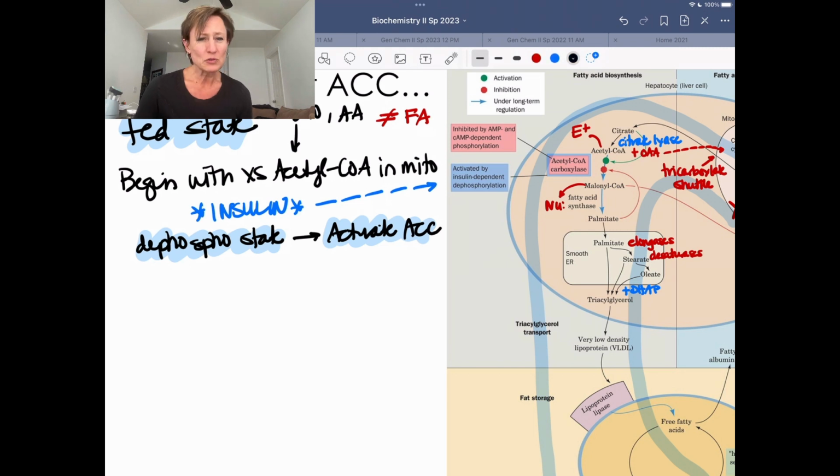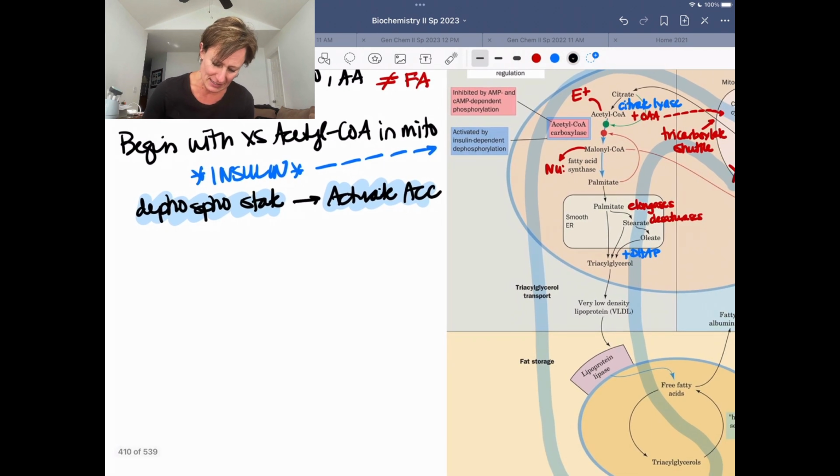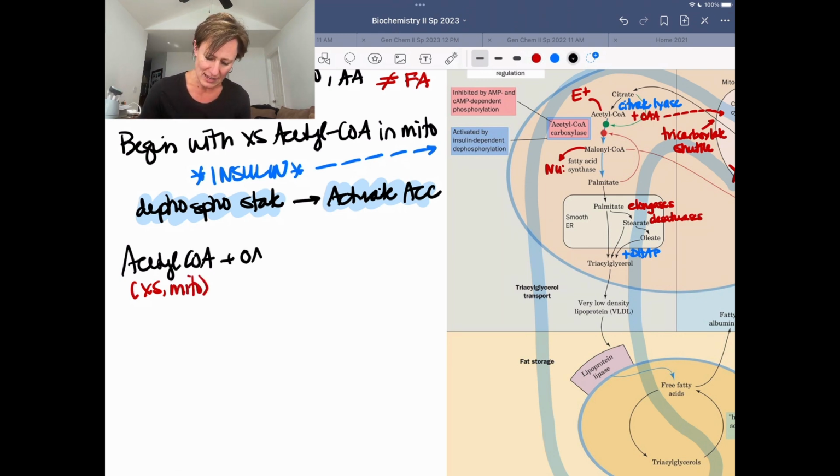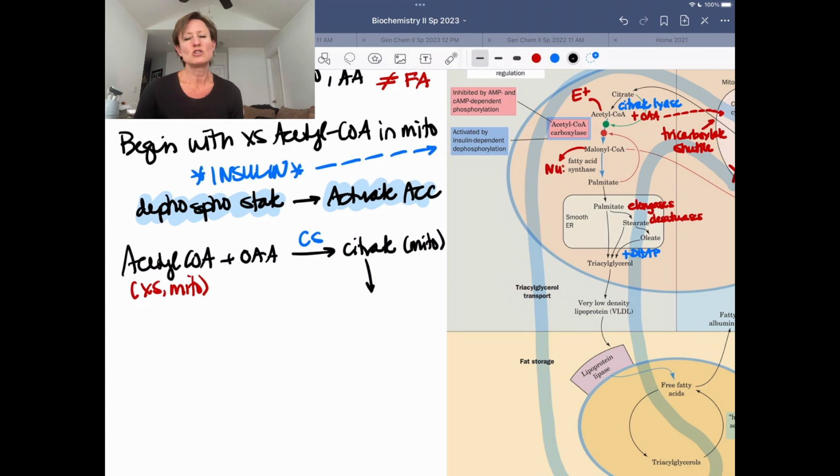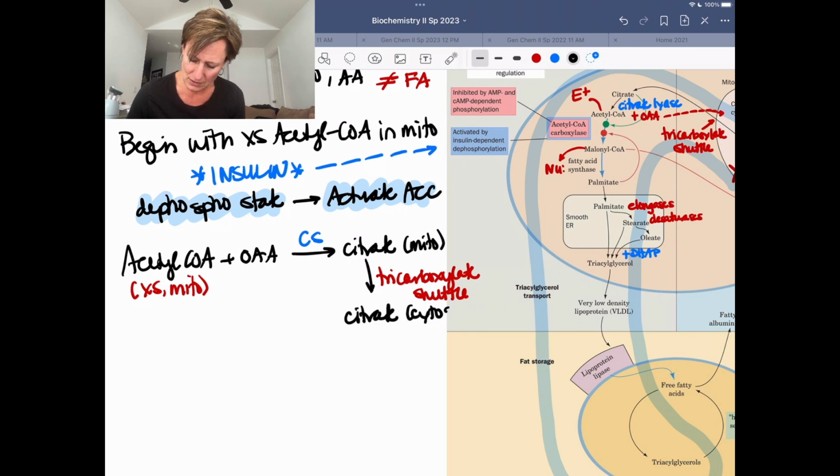Okay, so let's walk through what's happening here. We are going to be having acetyl-CoA. Again, that is excess and in the mitochondria. Okay, we are going to be combining that with oxaloacetate, and we are going to be having citrate synthase convert that into citrate in the mitochondria. We are going to be using the tricarboxylate shuttle, so the tricarboxylate shuttle to get citrate now out in the cytosol.